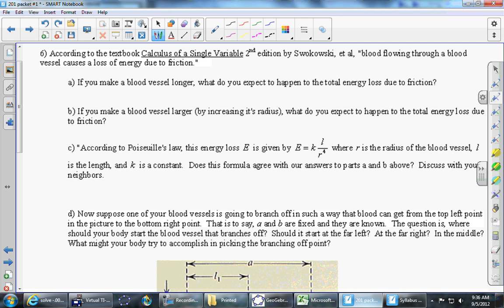That makes sense? It's not something we think about, but right now blood is pumping through all of your blood vessels, and it takes energy to push that blood through, and there's energy that's lost because of friction. Okay, can we go back to Sam for A? Okay, so what I'd like you guys to do is chat with your neighbors and answer that question along with B and C.